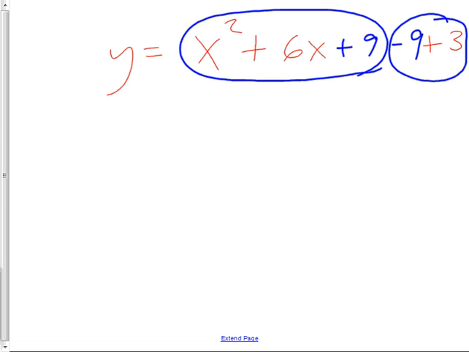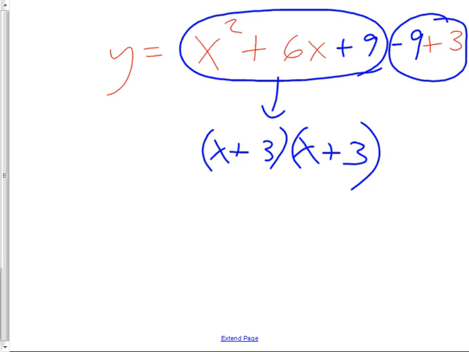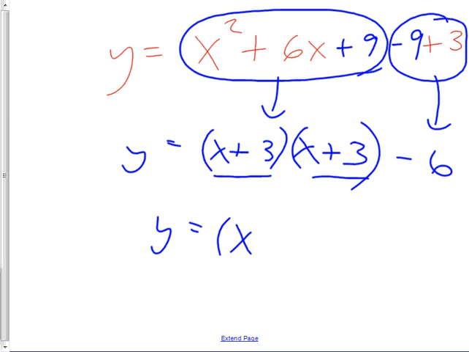Let's do this part. What does that factor to? x plus 3 and x plus 3. And then this part becomes minus 6. And why is that special? Because then these two can go together because they're the same. And there we go. And now that's a really fast way to find the vertex.